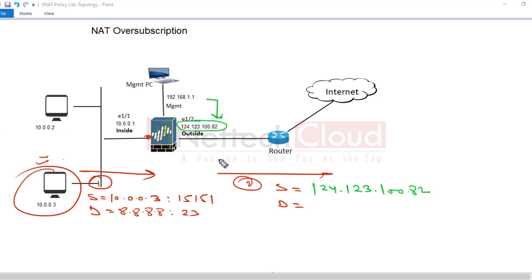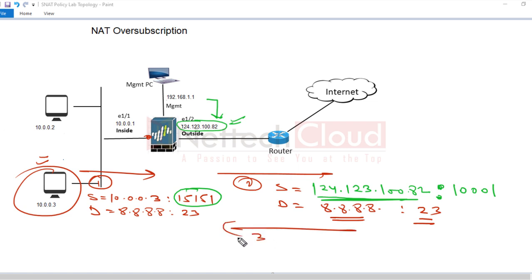It's not recommended that you use a firewall interface IP in your NAT. You should always avoid using the interface IP. But for this demonstration purpose, let's understand that the interface IP address is used here in the NAT. So the source IP is 124.123.100.82, and the source port is also translated, and that's what dynamic IP and port means. The source port is translated to any random port number, for example 10,001. What about the destination? The destination address and port number both remain the same, unchanged.